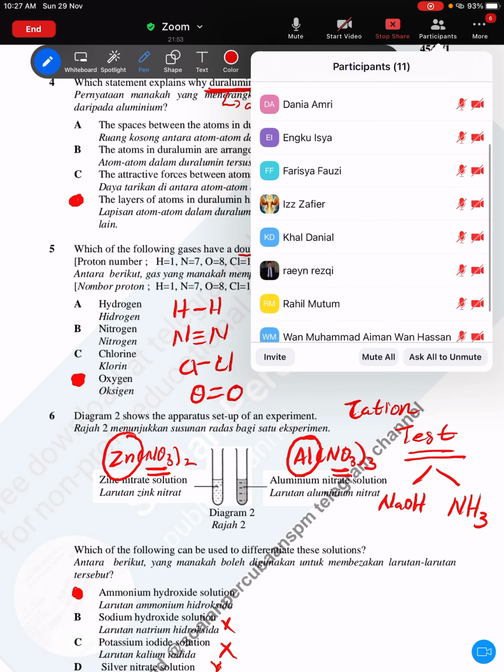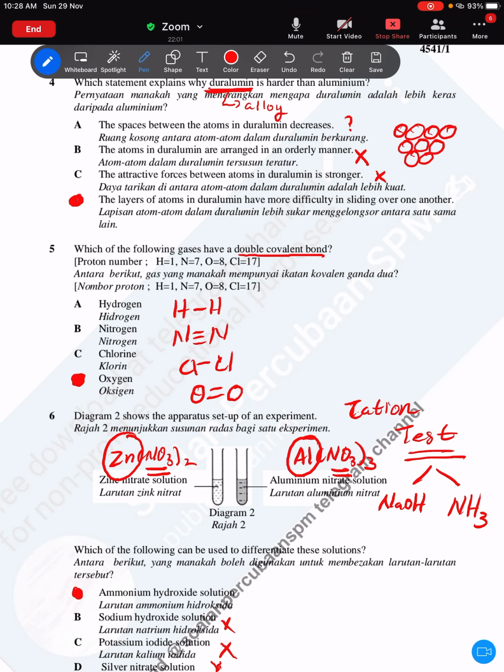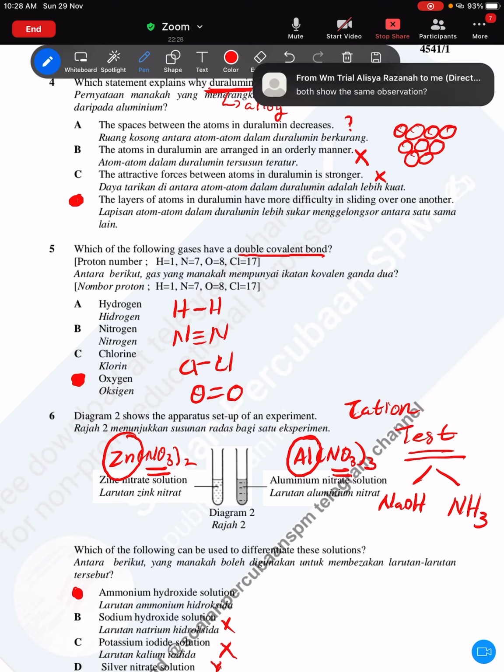Semua tak volunteer. Never mind. Then I choose. Maybe we choose the handsome Ryan. Yes. Answer. Why? Wow, suara nak masuk YouTube terus sedap ya. Why do we choose the ammonium hydroxide over the sodium hydroxide in this case?